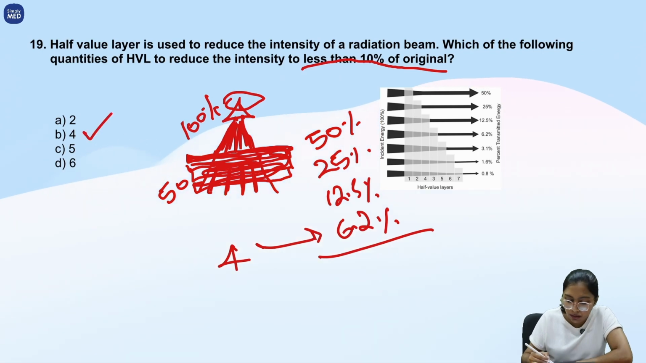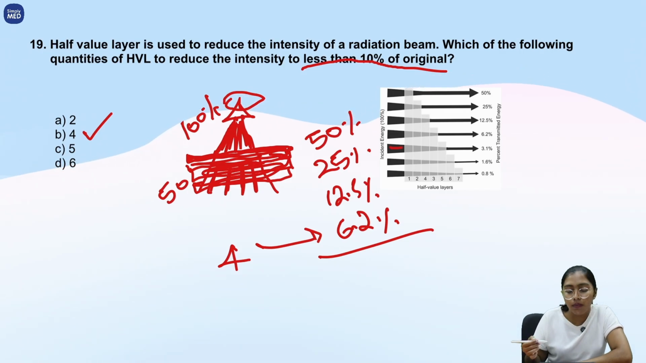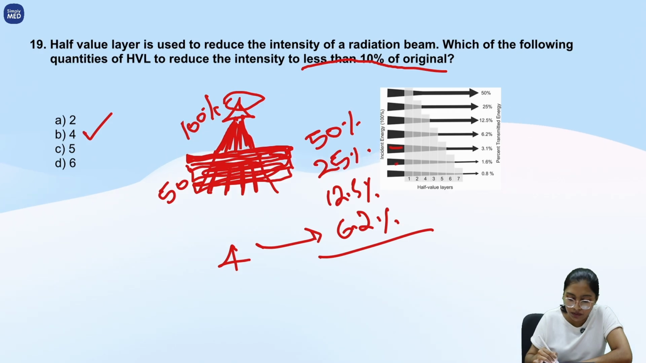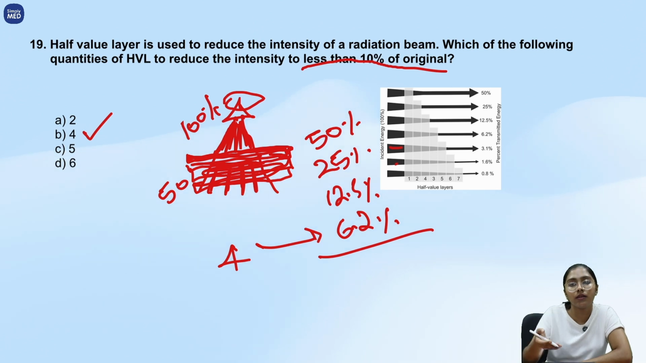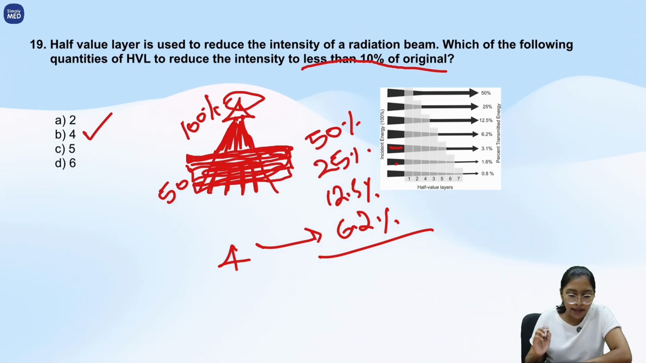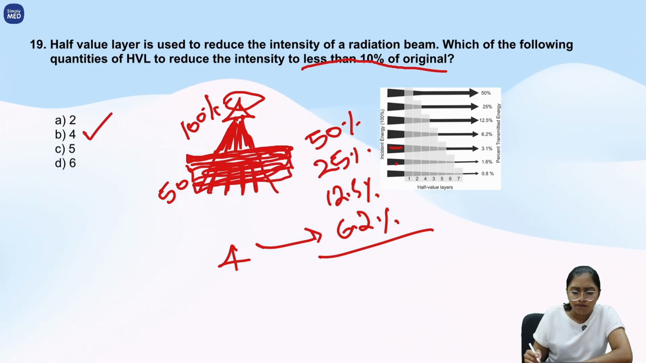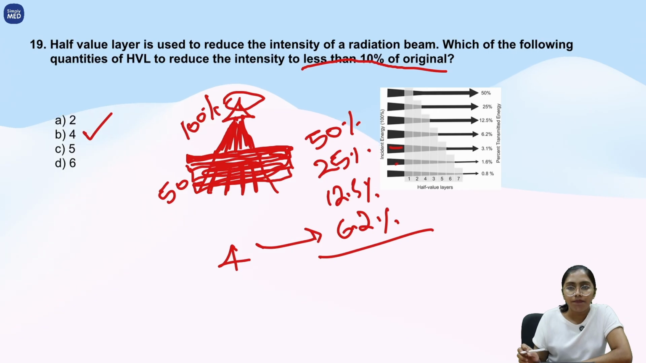If I keep a fifth half value layer, the intensity will be reduced to 3.1. If I keep 6, then 1.6. Like that it will keep on reducing. So that's half value layer. If an X-ray beam's half value layer is high, it means its quality is good and its energy is high, since it requires higher thickness to reduce its intensity to half of its original quantity. This is a rarely asked question, but it could come.